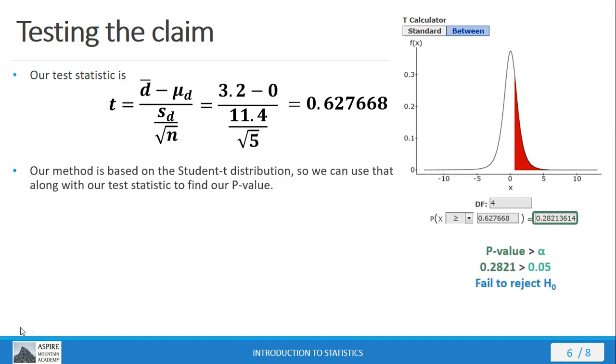And now we can compare the p-value with our alpha level of 5%, and we find that we're well outside the region of rejection. Therefore, we fail to reject the null hypothesis.